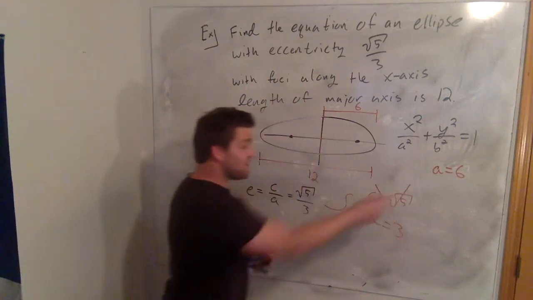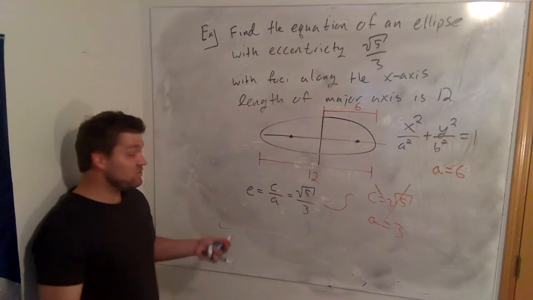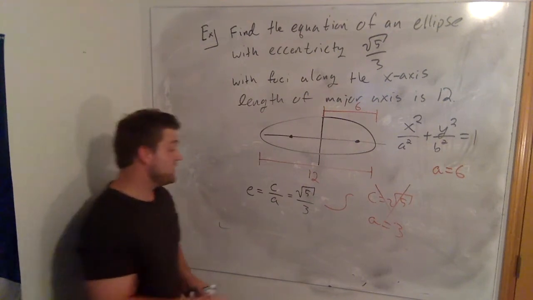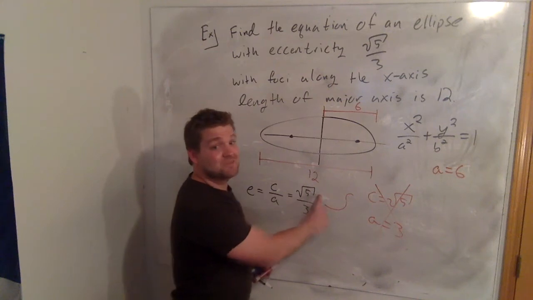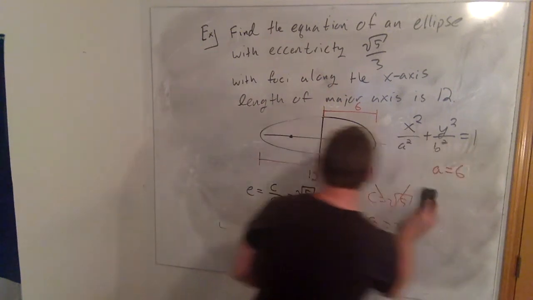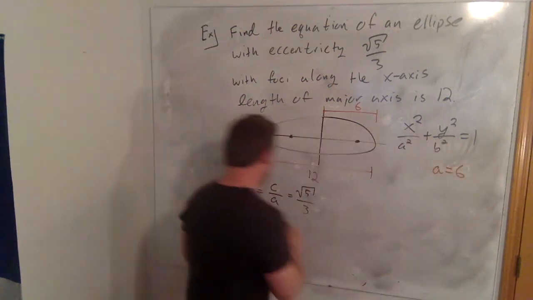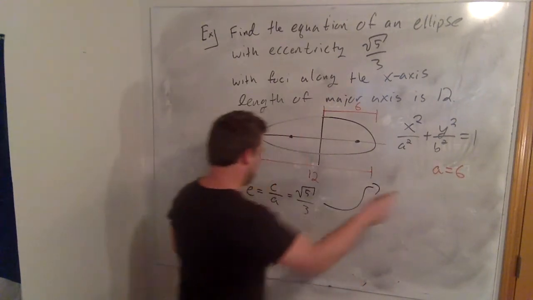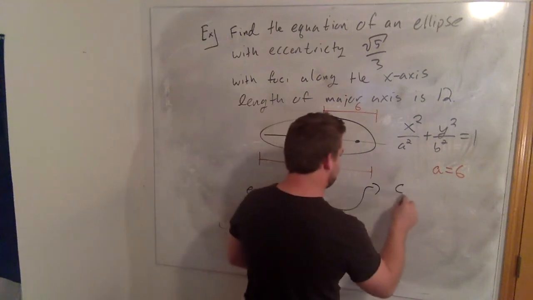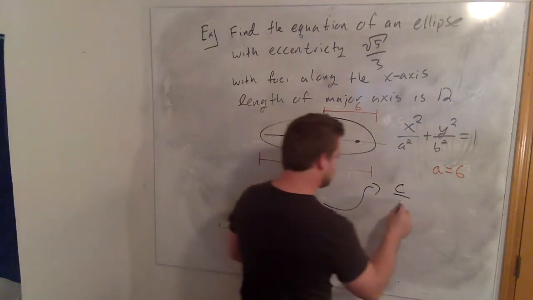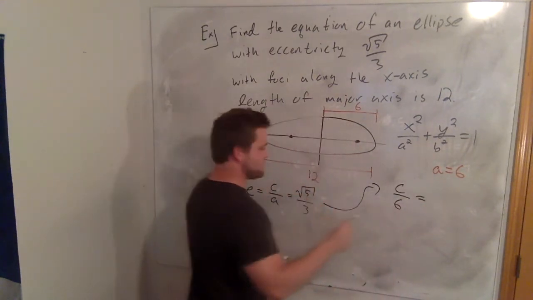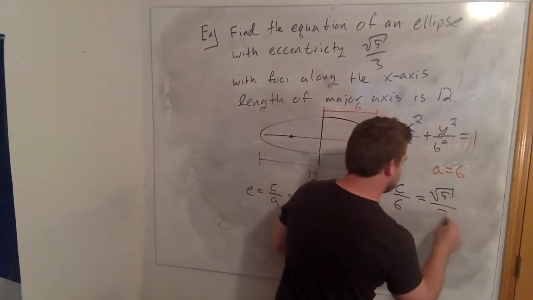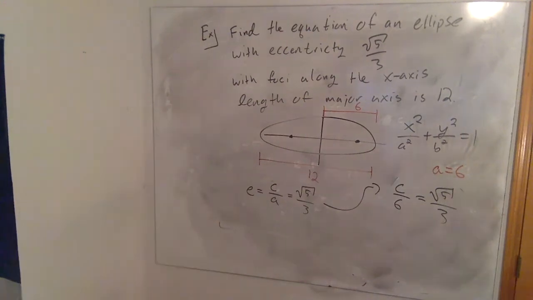We actually just figured out that A was 6, so this can't be right. We have to be a little bit careful because this is most likely a reduced fraction. So what we need to do is plug in the value for A. Our A value is 6, so we have C over 6 is the same thing as root 5 over 3. So let's solve for C here.